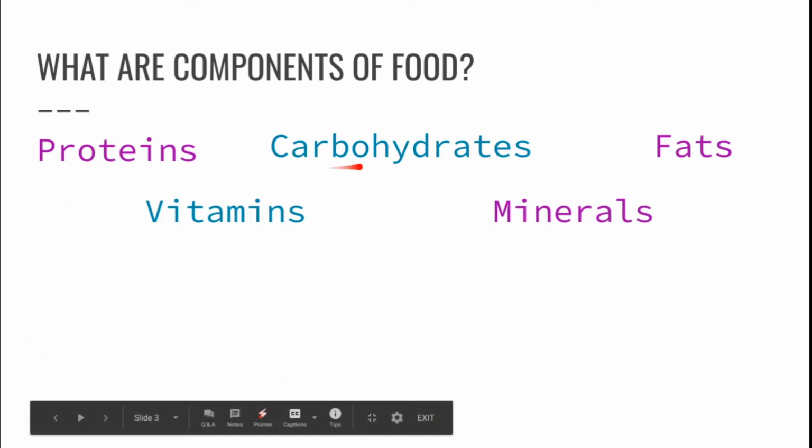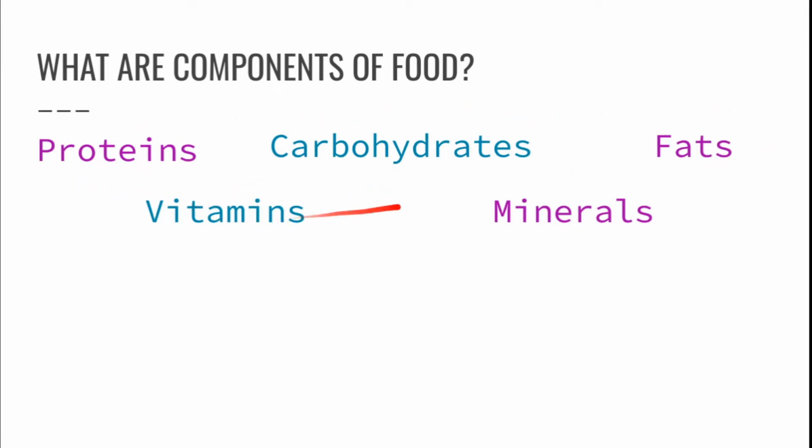Now, these three components are called macronutrients, and these two are called micronutrients. The reason is that the body needs these three in a large quantity and these two in a very small quantity. That's why they are called macronutrients and micronutrients. Macro means large and micro means small.